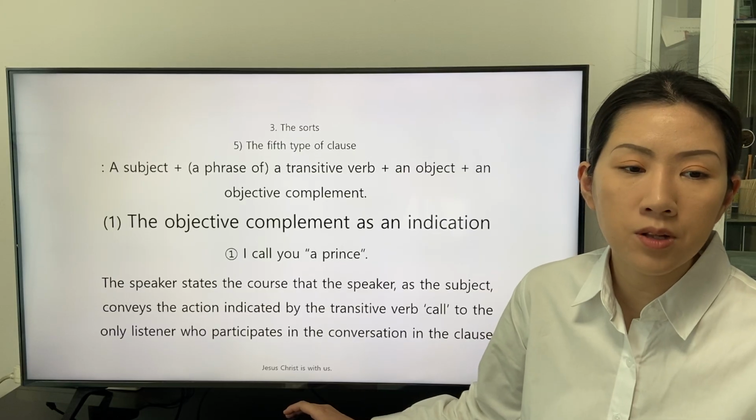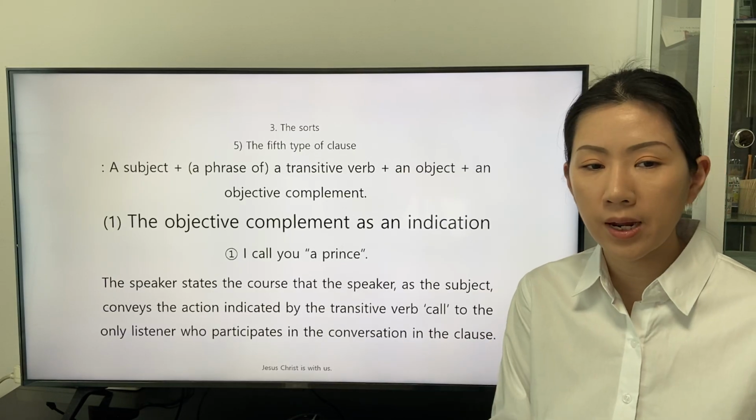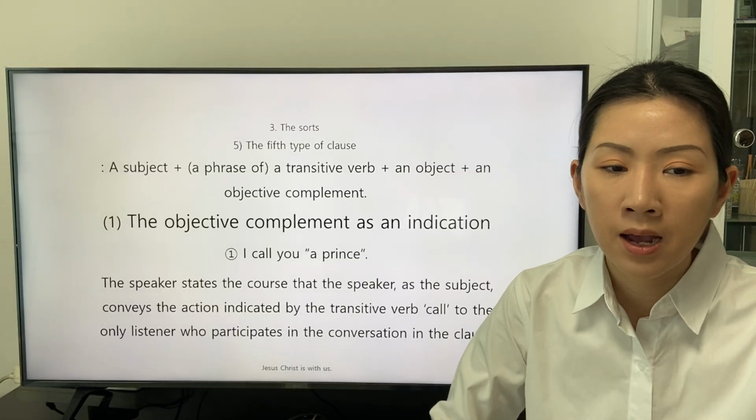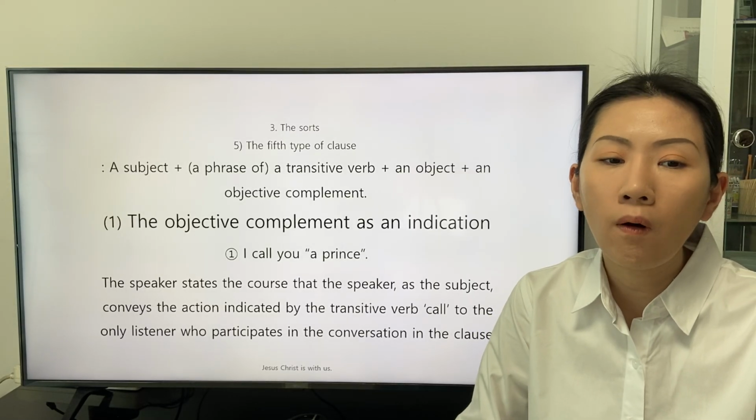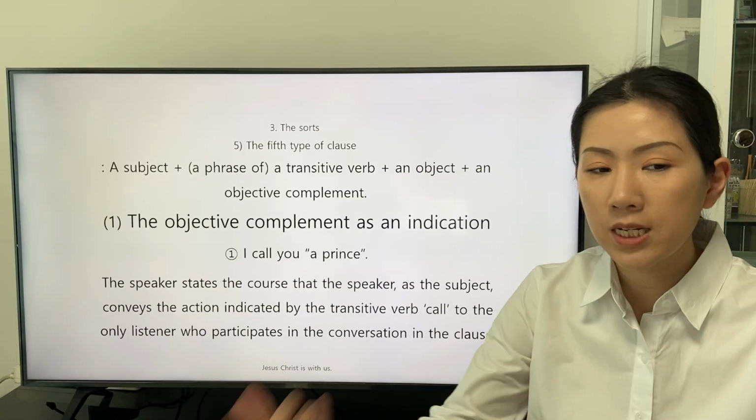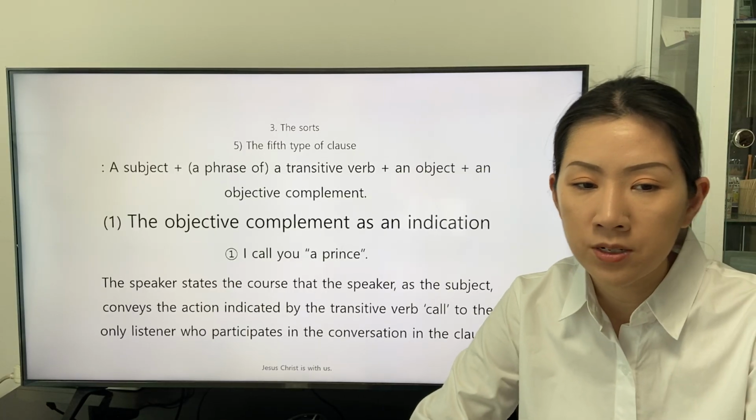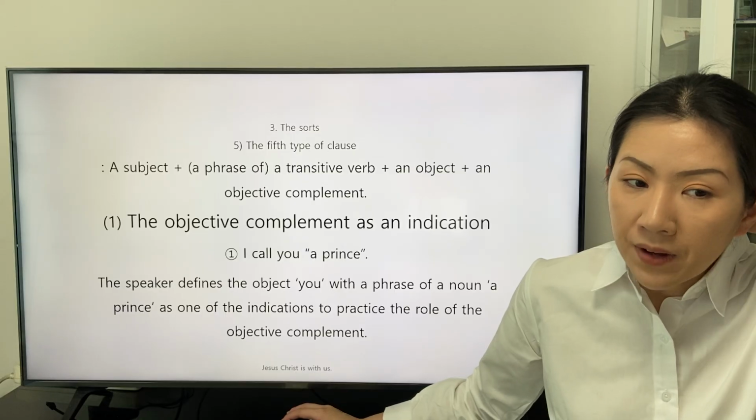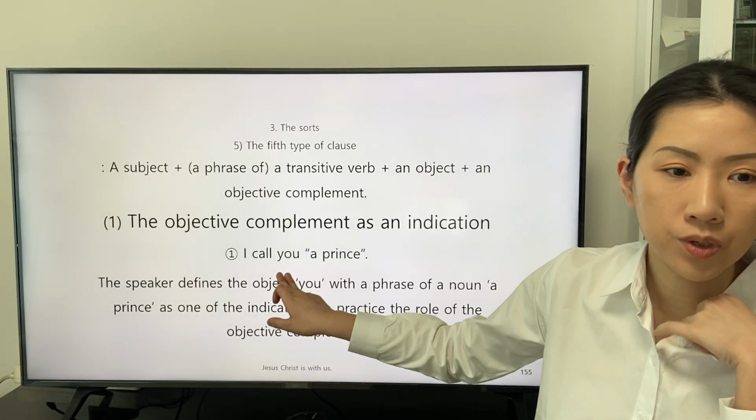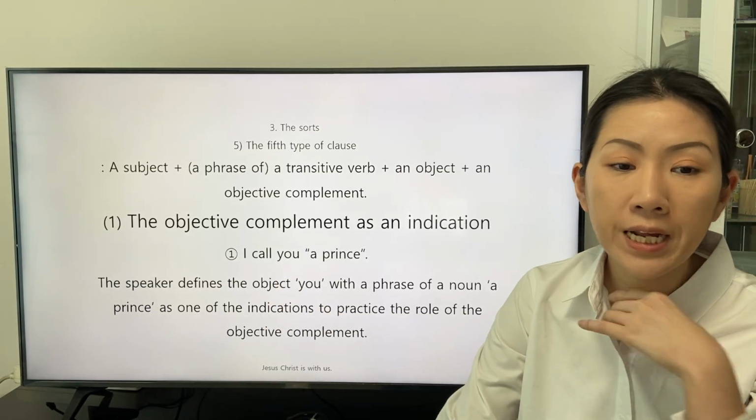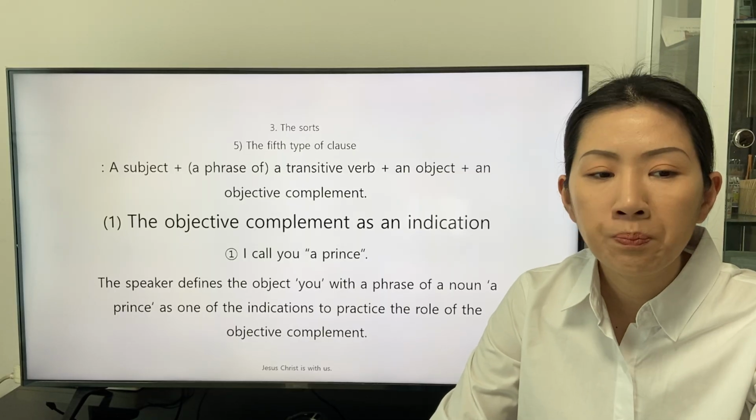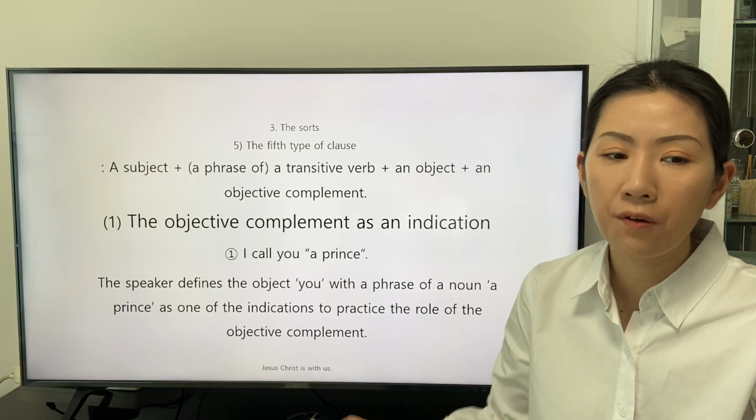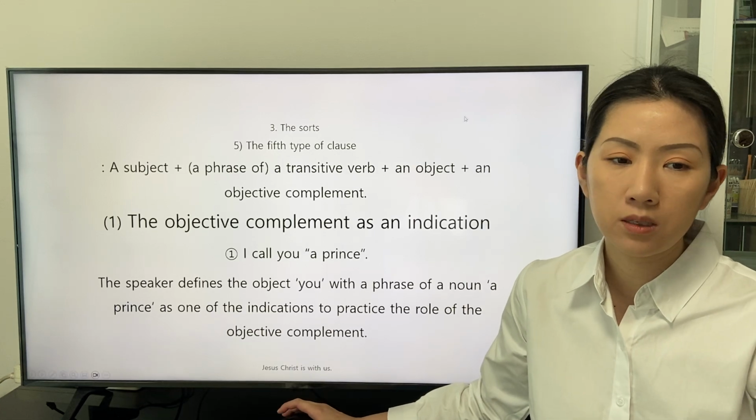The speaker says, of course, that the speaker as the subject conveys the action indicated by the transitive verb call to the only listener who participates in the conversation in the clause. The speaker defines the object you, a listener, with the phrase of a noun of praise as one of the indications to practice the role of the objective complement.